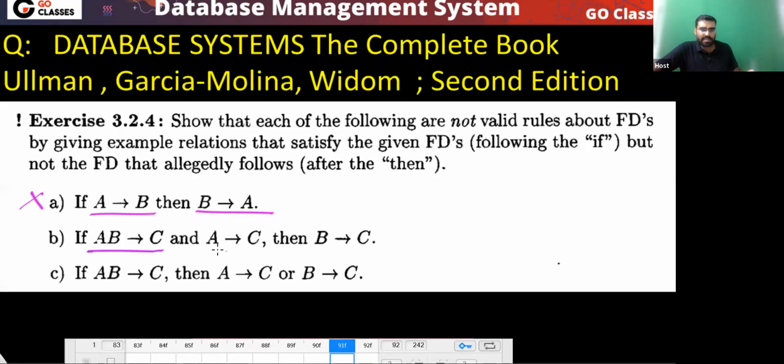If AB determines C, and A determines C, AB determining C, A determining C, then can I say B determines C? This is also not correct. Okay, you can clearly see.